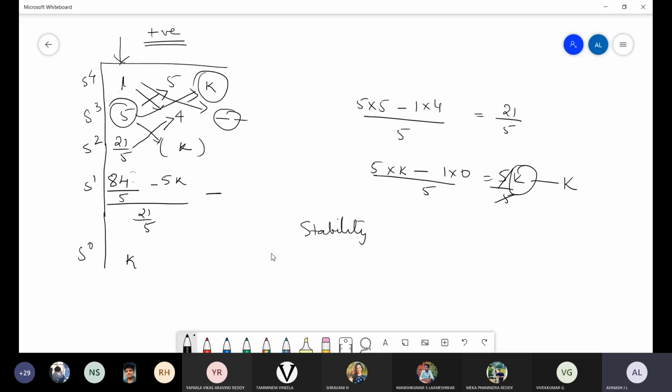5 is positive, that is fine. 21 divided by 5 is also a positive value, fine. And we can say that the term 84 divided by 5 minus 5k divided by 21 divided by 5 is there, no? So this particular term and this particular term, two terms should be greater than 0. If these two are greater than 0, then we can say the system is stable.